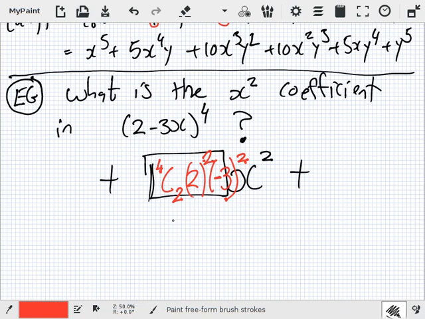We had that one earlier, didn't we? 6. And 2 squared is 4. 6 times 4 is 24. 24 times 9 is 216 x squared. So the answer is 216. That's the coefficient of x squared. I was able to jump directly to the term I needed without having to expand fully. This is why it's useful.